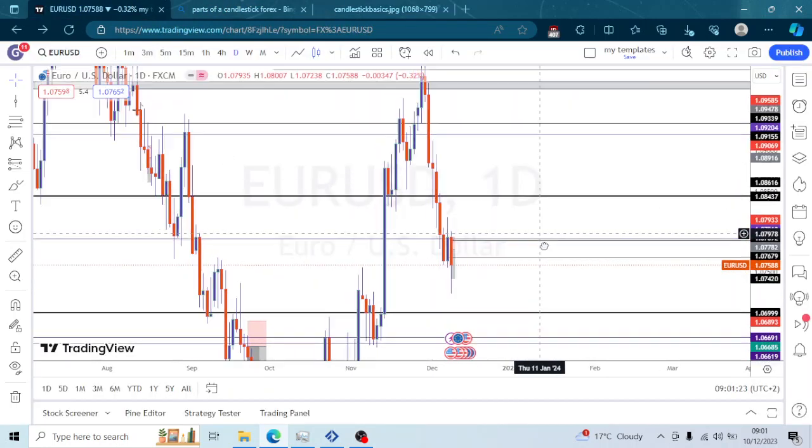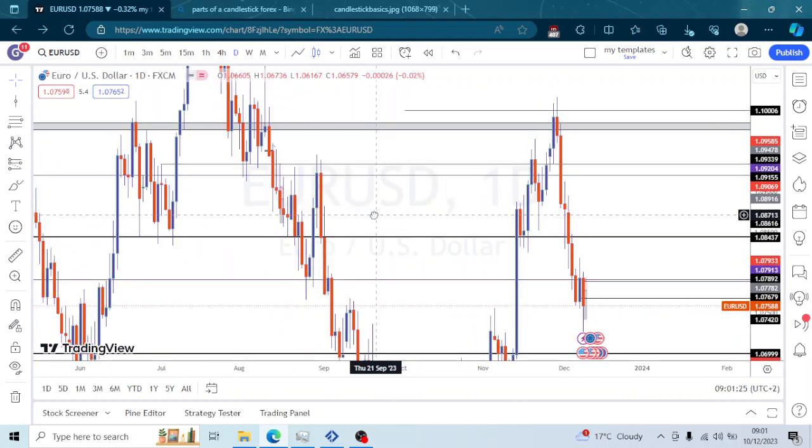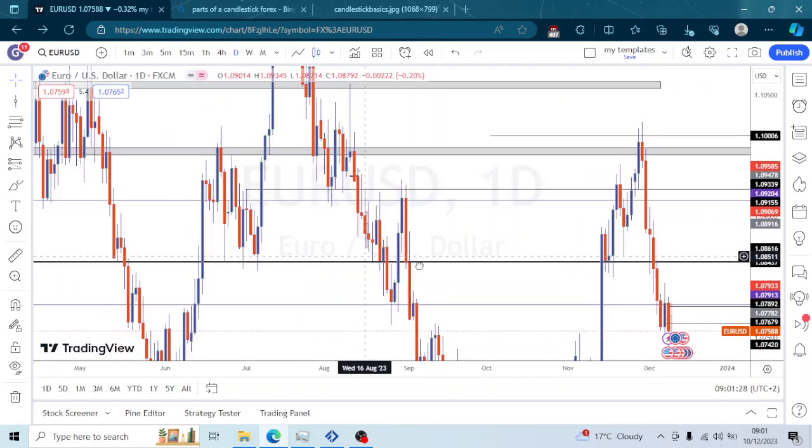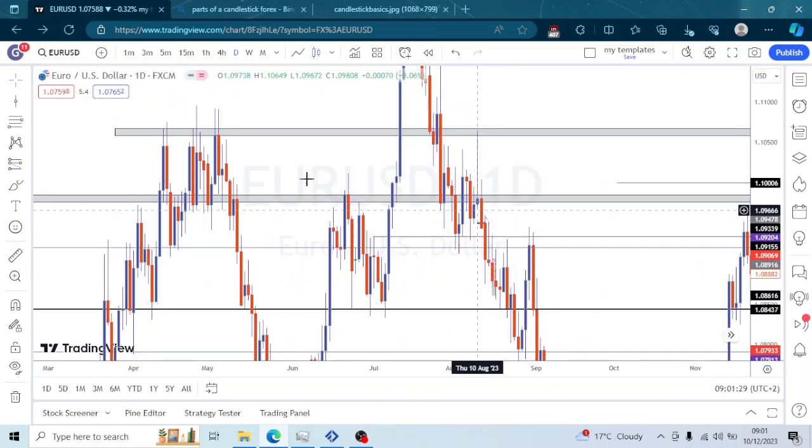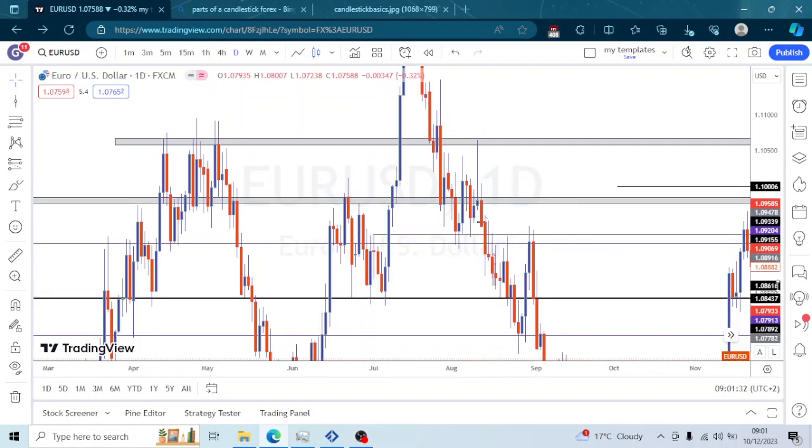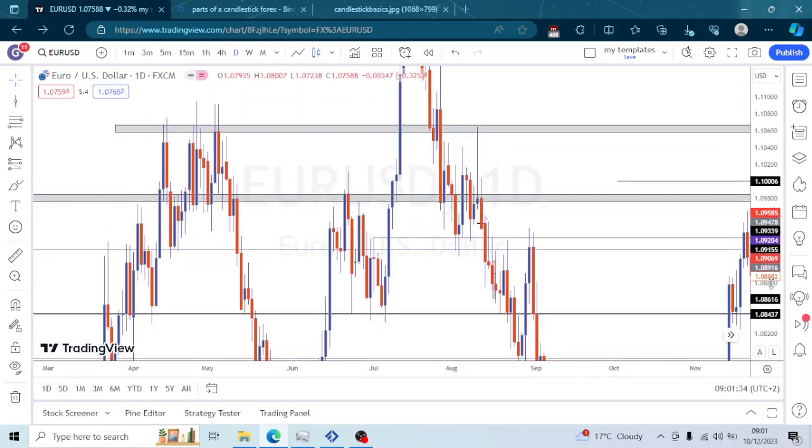So we were on Euro USD. Should we go to US30? No, let's continue with EU for now. Then we will move on to US30. Let's see. Oh, that's good.